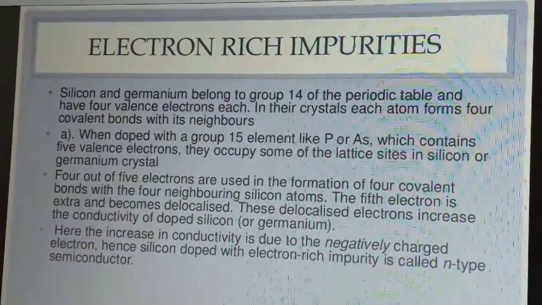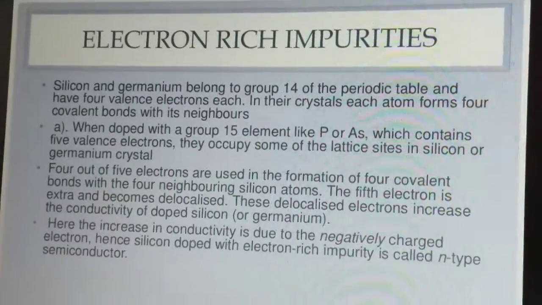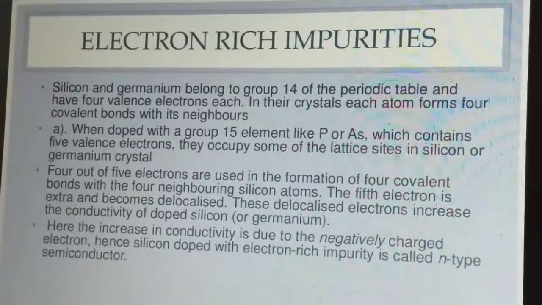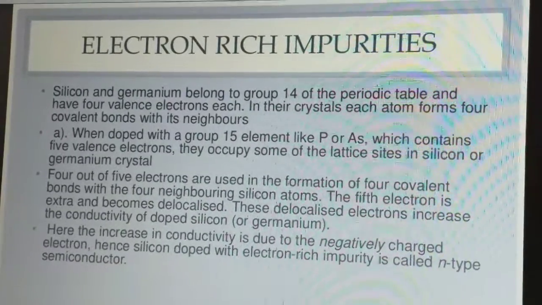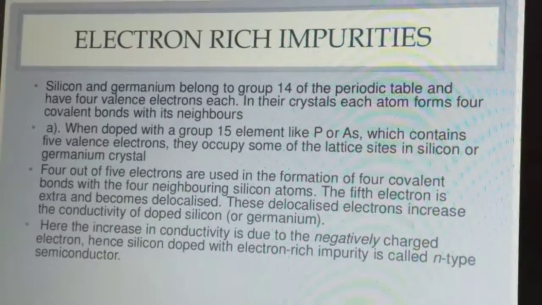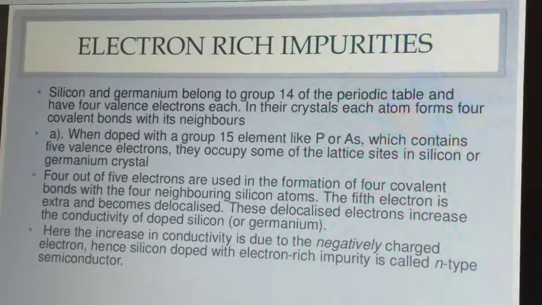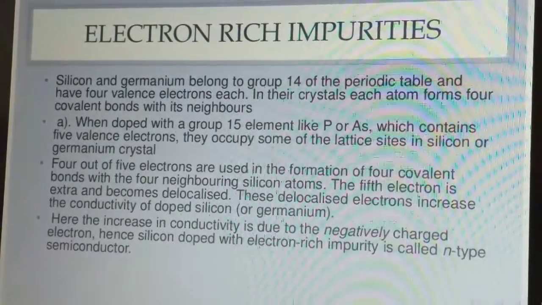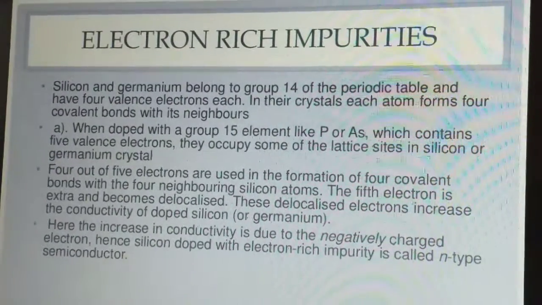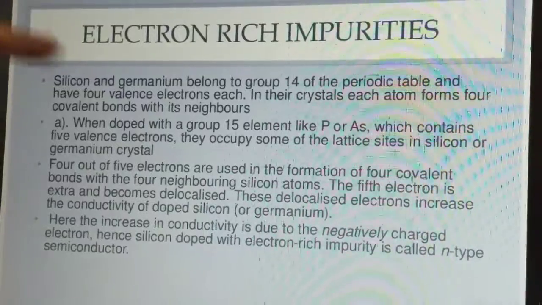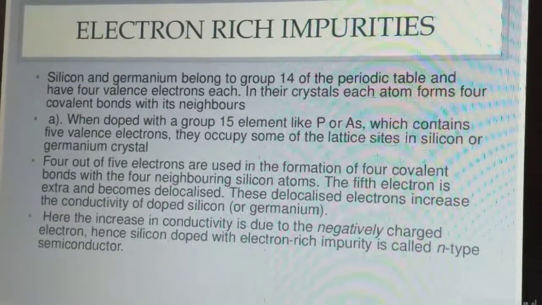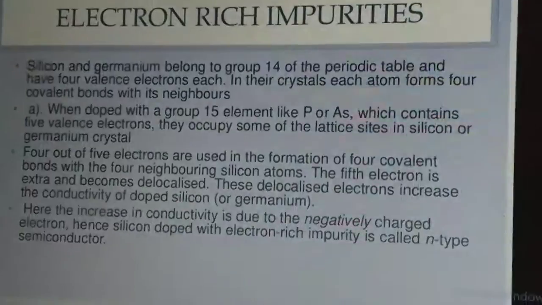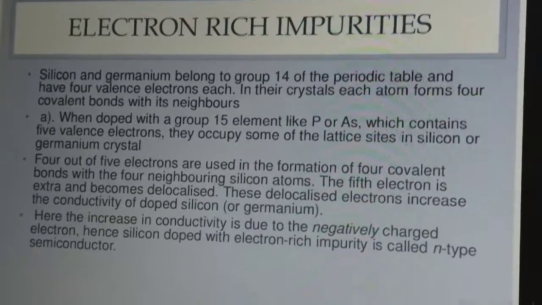Now, electron rich impurities, suppose you add, what will happen? Silicon and germanium belong to group 14 of the periodic table, the carbon family, as you know very well, and they have 4 electrons each in their outer shell. Valence electrons means outer shell, they have 4 electrons. In their crystals, each atom forms 4 covalent bonds with its neighbors.